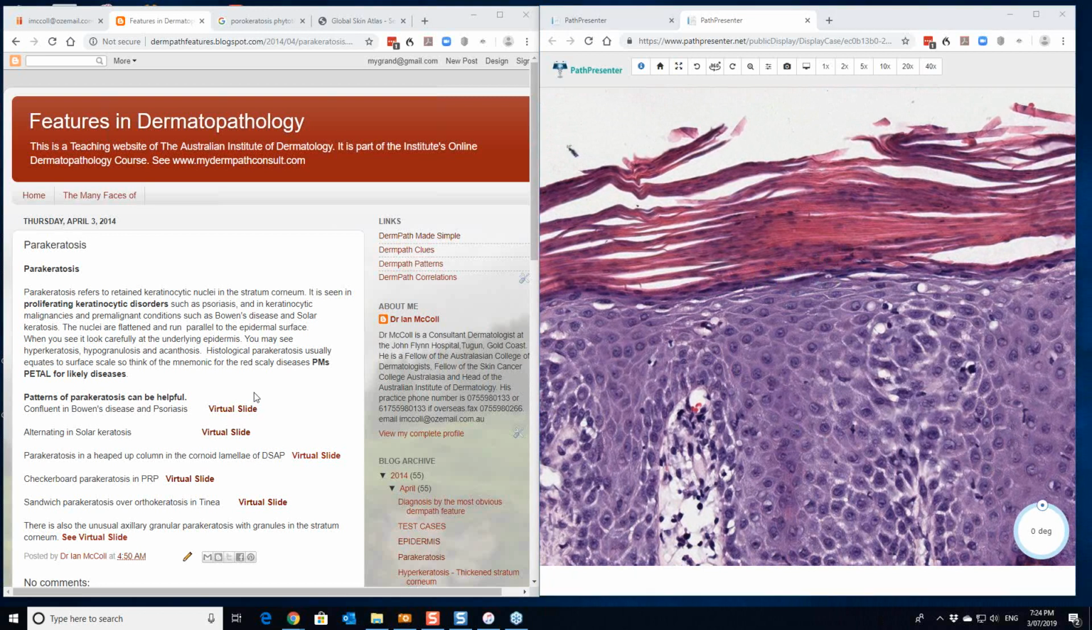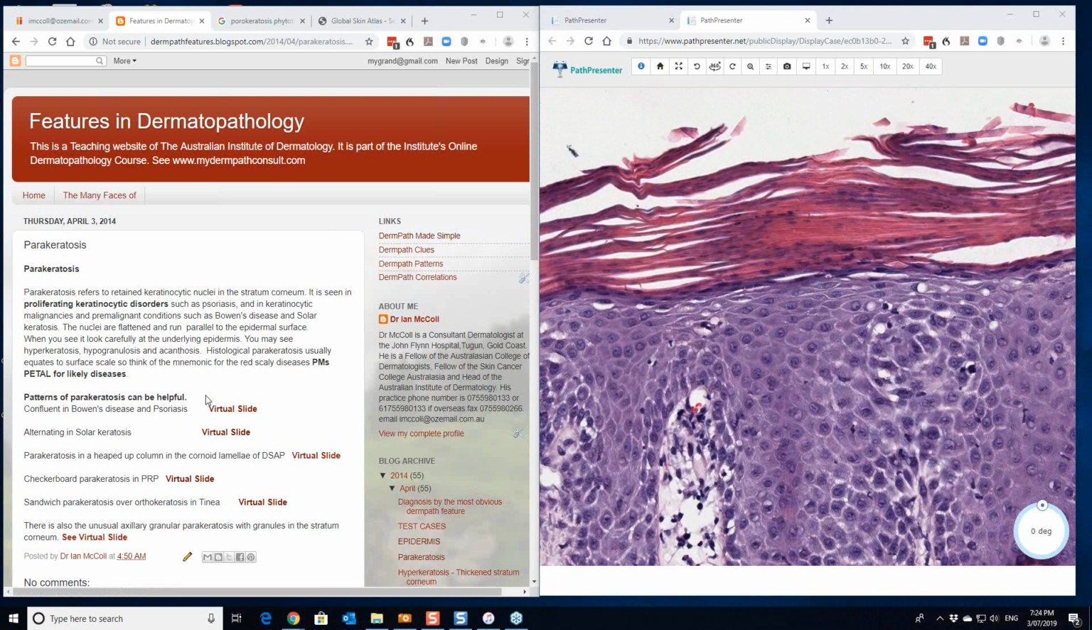Also commented here that parakeratosis usually equates to surface scale. So if you're thinking of what diseases might cause this, then think of the red scaly diseases. The PM's pet, a little cat called Petal: psoriasis, eczema, tinea, annular erythema, lupus, pityriasis rosea, pityriasis rubra pilaris. The M was for mycosis fungoides, a little S for solar or perhaps for syphilis.